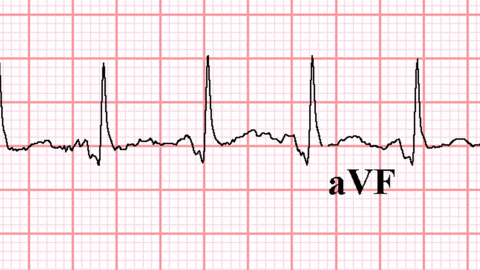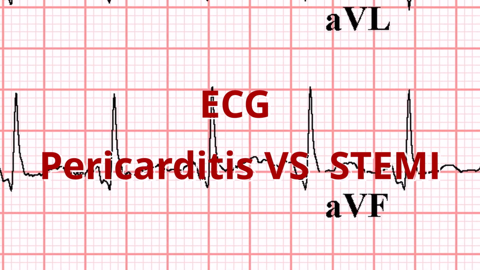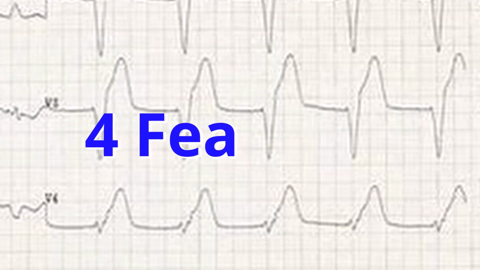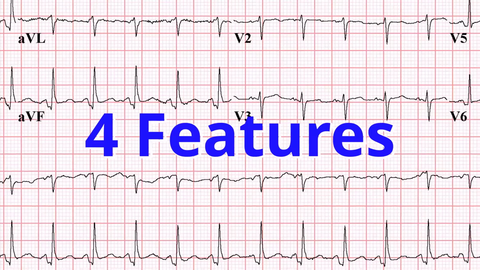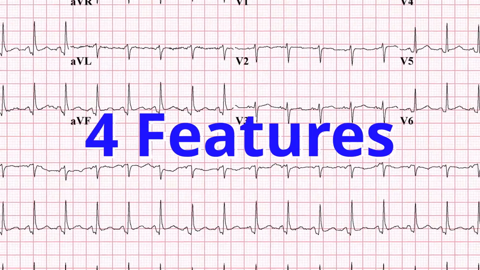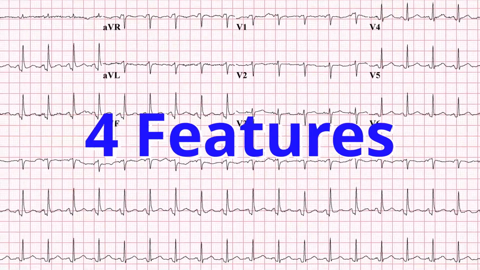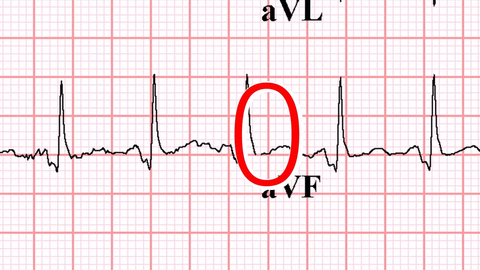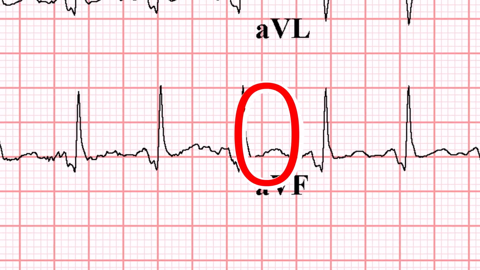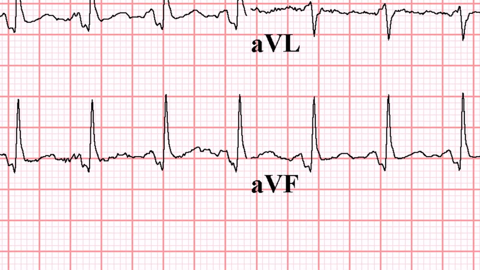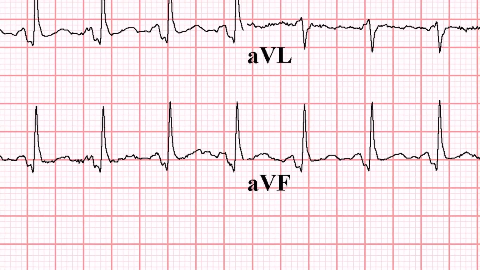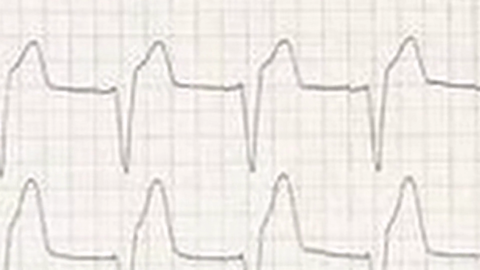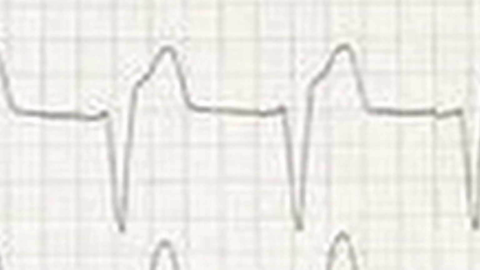Number 3 is ECG features, which we need to distinguish from acute ST elevation myocardial infarction. There are 4 major features of the 12-lead electrocardiogram that distinguish ST segment elevation MI from acute pericarditis. The first is to look at the direction of the ST elevation. In acute pericarditis, the ST elevation tends to be of a concave upward variety, whereas in acute ST elevation MI the ST elevations tend to be convex in nature.